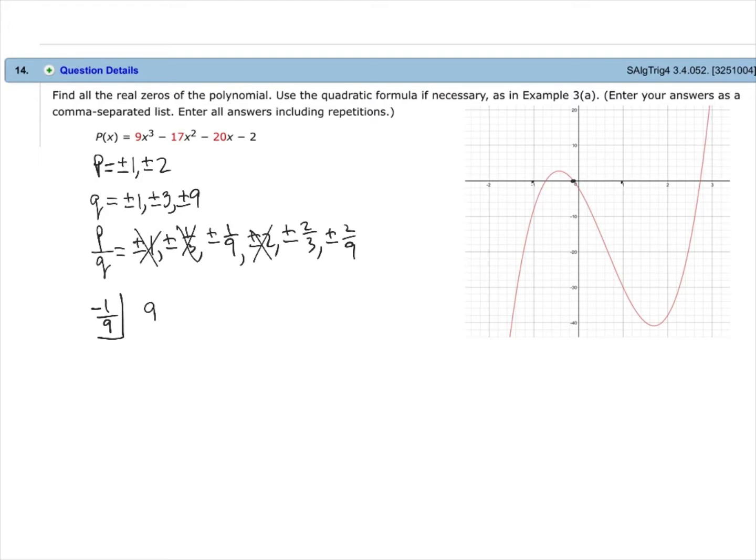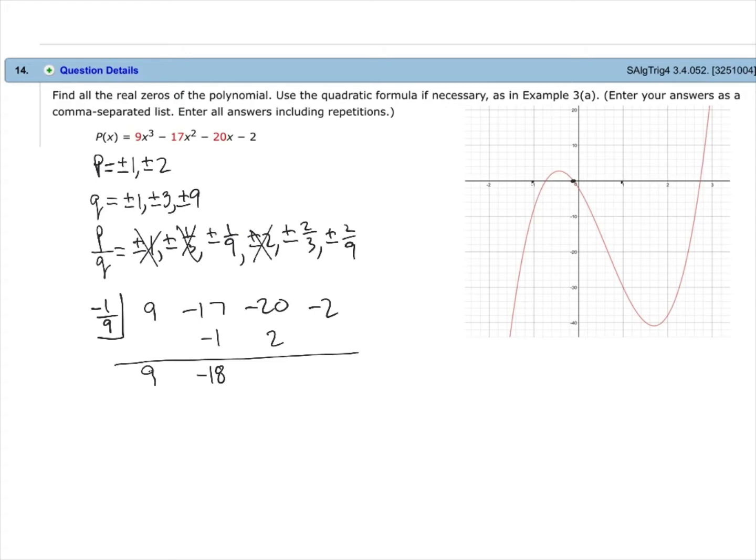So we'll write the coefficients out to the right, leave a space, and draw a line. Now we'll bring the 9 underneath. Now multiply. Minus 1/9 times 9 gives us negative 1. Negative 17 plus negative 1 gives us negative 18. Negative 1/9 times negative 18 gives us positive 2.